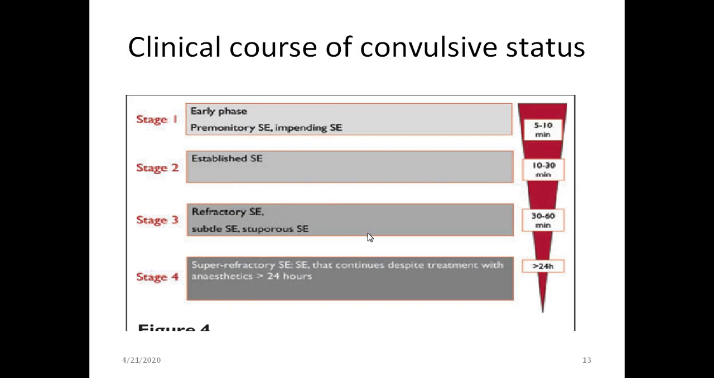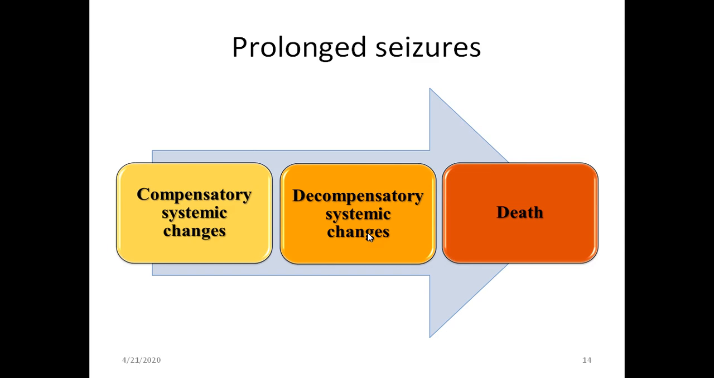Stage 4 is super refractory malignant status epilepticus, a severe form of refractory status epilepticus. This is the stage in which the convulsions continue despite treatment with anesthetics for more than 24 hours. So what happens in the human body if the seizure persists? For the first 30 minutes there are compensatory systemic changes, and then there are decompensatory systemic changes which can lead to multi-organ involvement and the bad consequence of death.